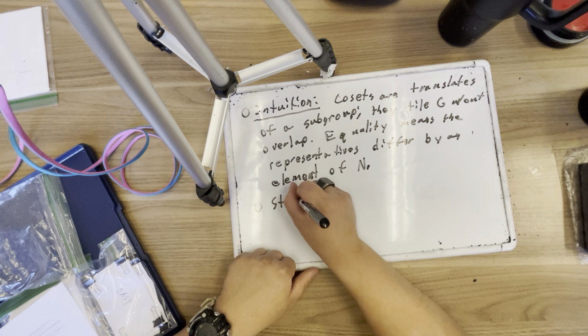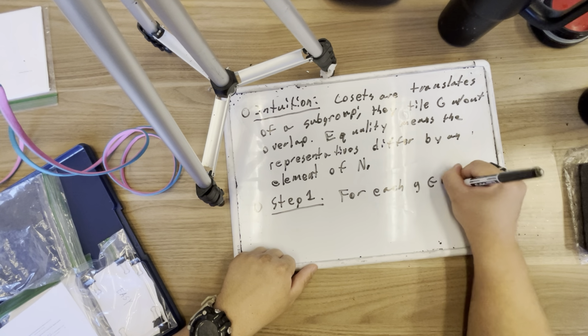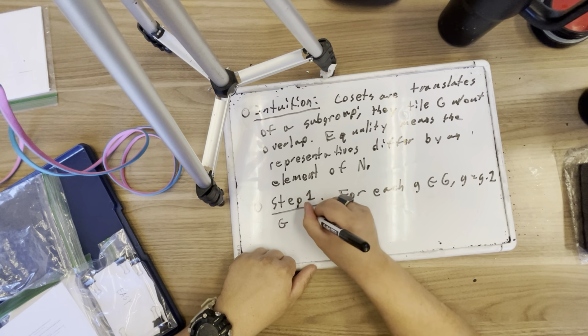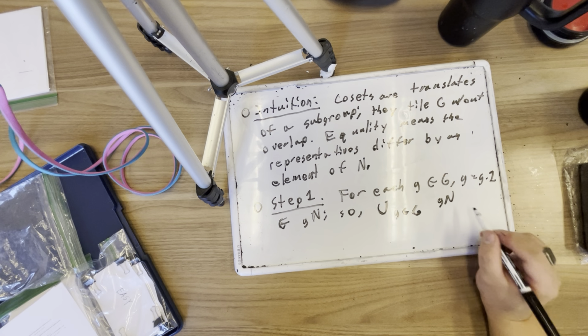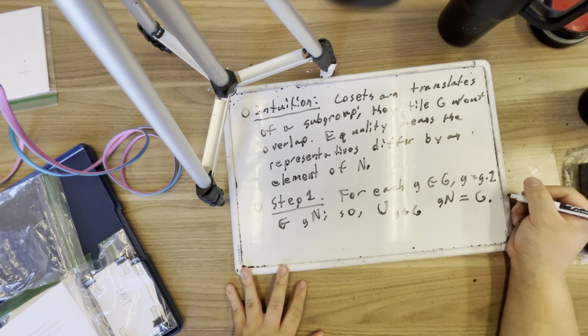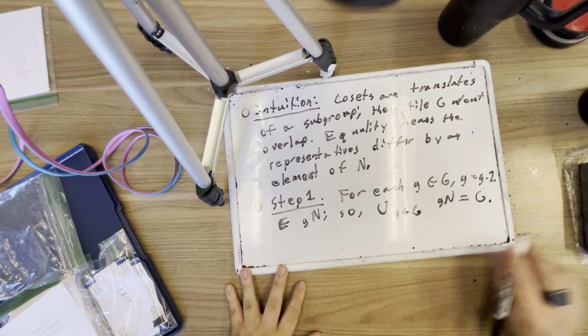So for step 1 here, for each little g contained within big G, g is equal to g times 1, and that is an element of gN. So the union over g an element of big G of gN is equal to big G. Let me just move on to step 2.